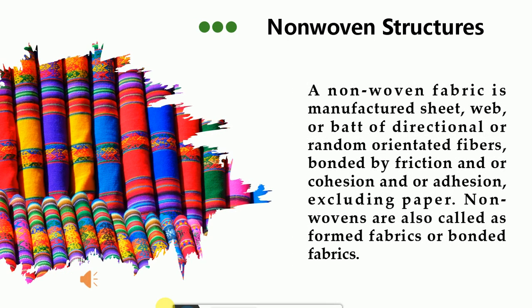A non-woven fabric is a manufactured sheet, web or bat of directionally or randomly oriented fibers, bonded by friction and/or cohesion and/or adhesion, excluding paper. Non-wovens are also called formed fabrics or bonded fabrics.